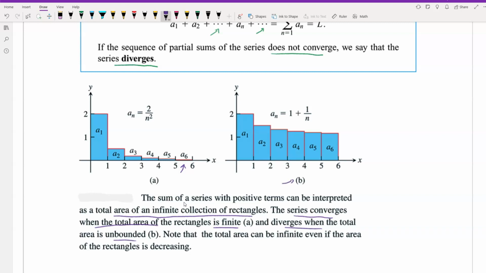Now here in part B, again we have these terms starting from a sub 1 up to a sub 6. Note that the total area can be infinite even if the area of the rectangles is decreasing. So the area of the rectangles is decreasing.